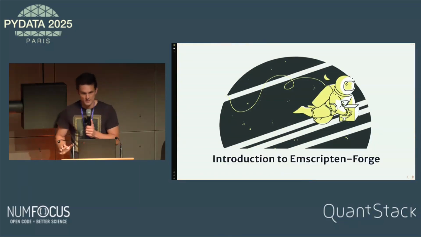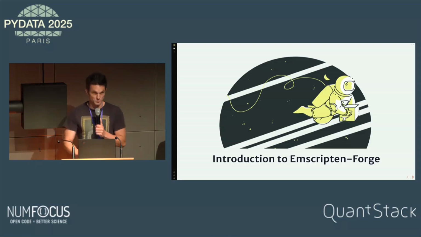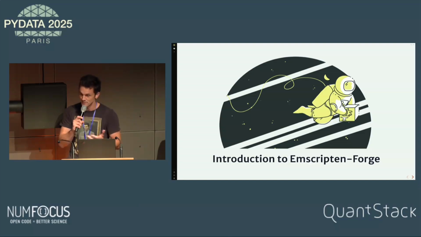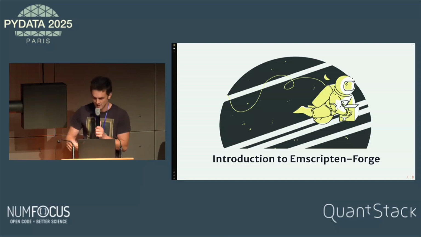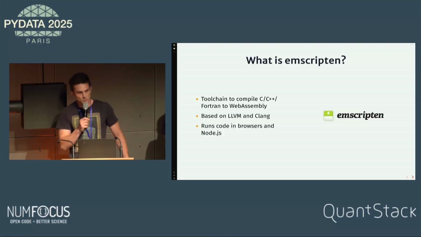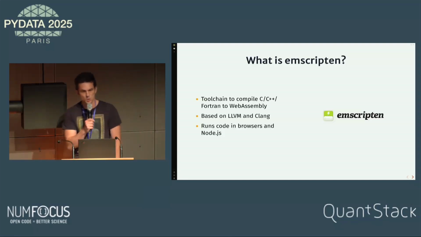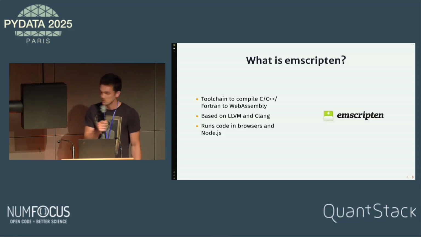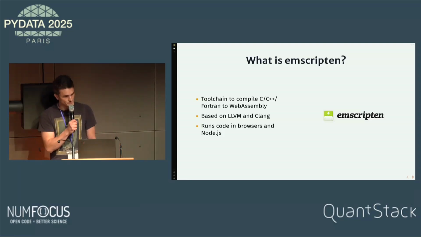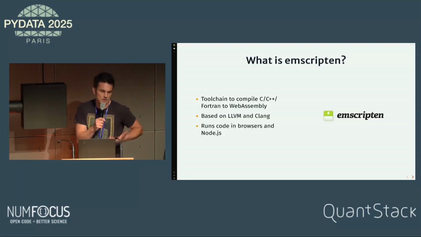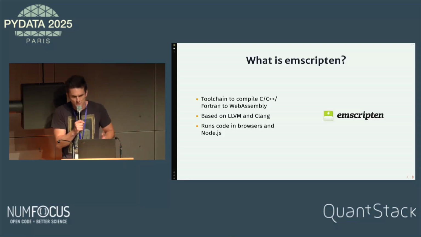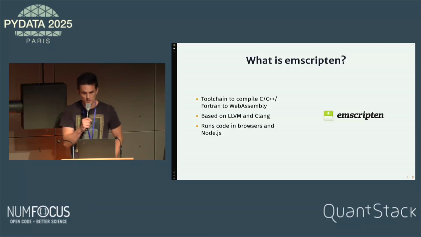So first, let's have a quick introduction to Emscripten-forge. What is this? It's a combination of the words Emscripten and conda-forge. Let's first explain what Emscripten is. Emscripten is a compiler toolchain which you can use to compile C, C++, and Fortran to WebAssembly. It's based on LLVM and Clang, and in a nutshell, it allows you to run pre-existing code bases in the browser or in Node.js, but we are mostly interested in running this in the browser.